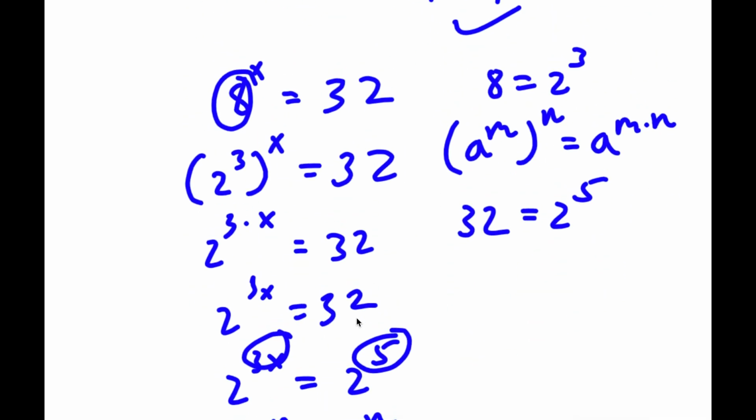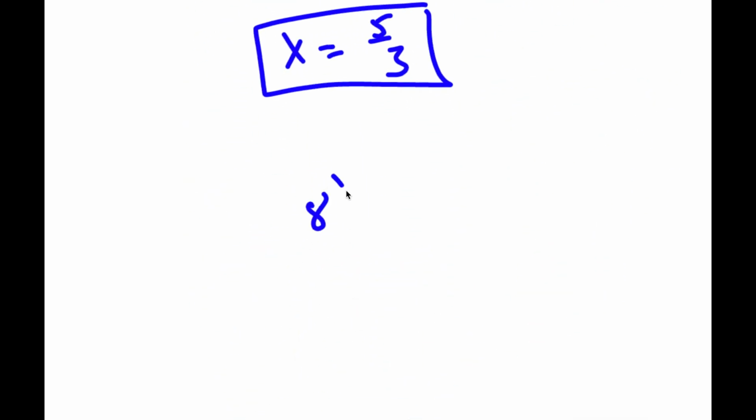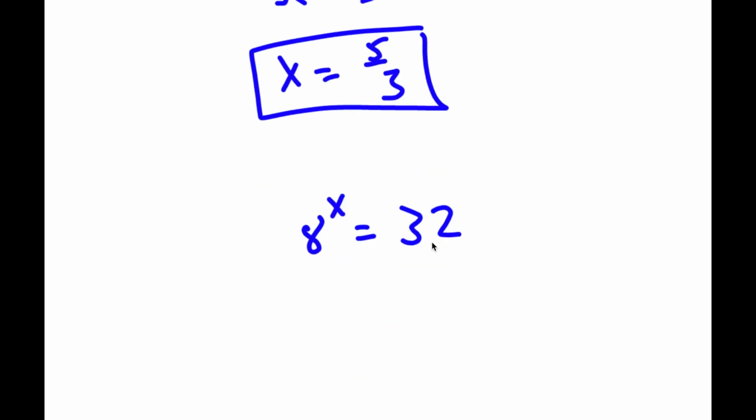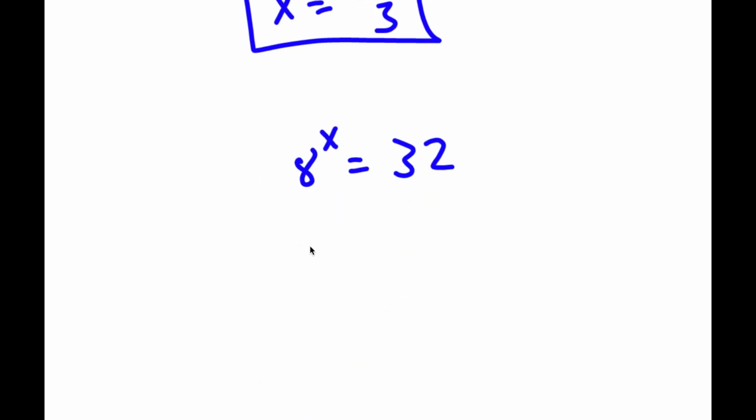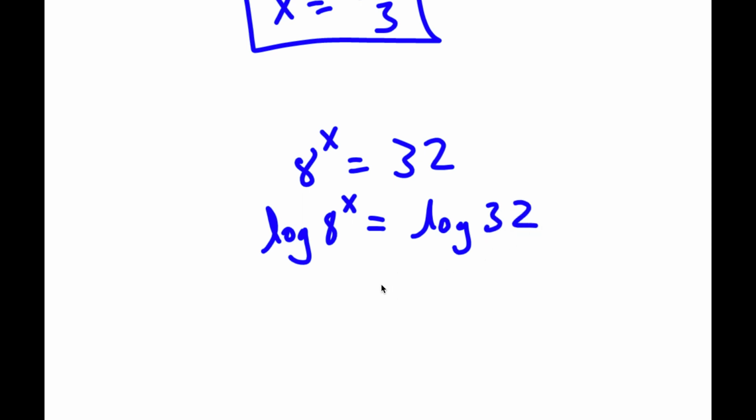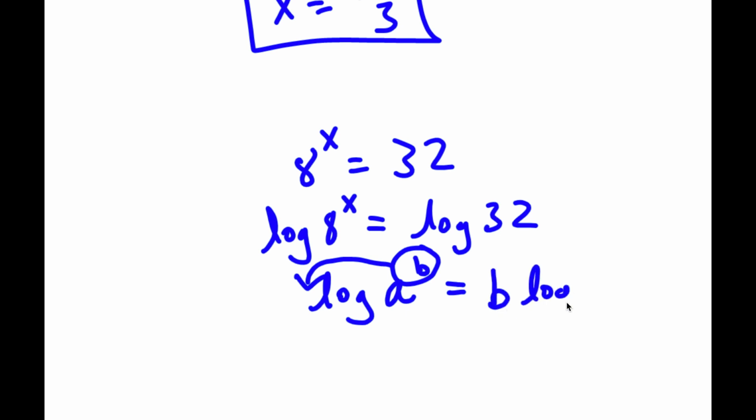Now, another way of doing this problem, a to the power of x is equal to 32, is to take the log on both sides. So I have log a to the power of x is equal to log 32. And now an important property of logarithms is that if I have log a to the power of b, I can actually move this exponent b to the front of the logarithm. So this would actually equal b times log a.